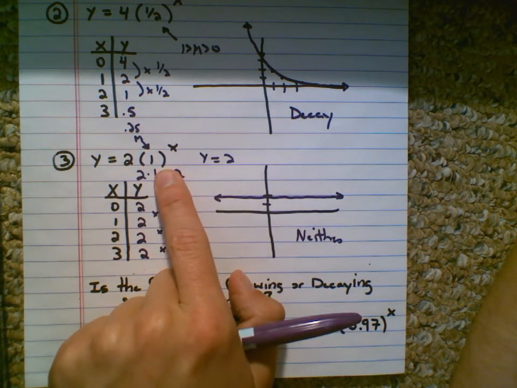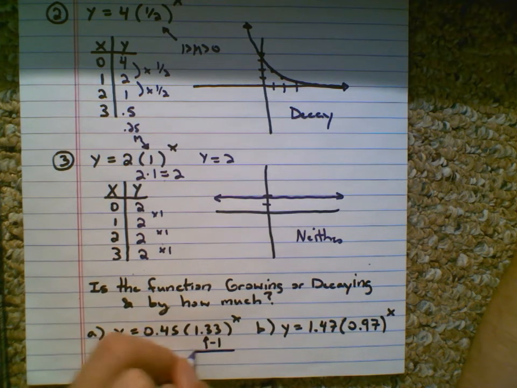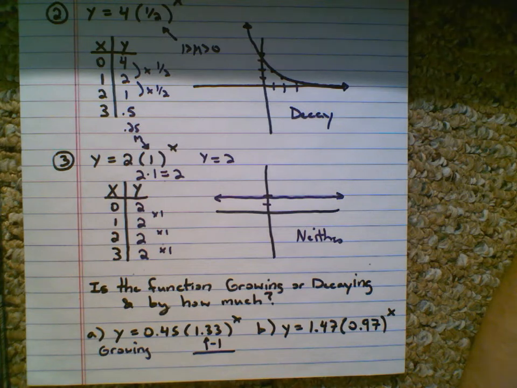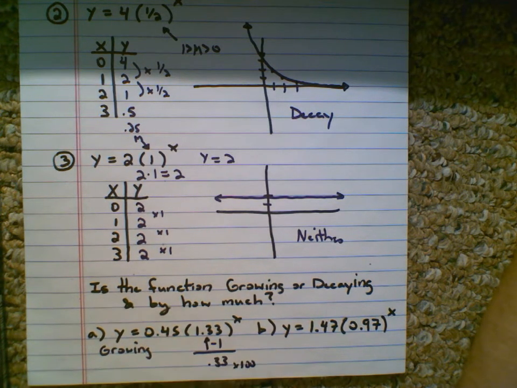So all I have to do is figure out how far this number is from 1. To do that, I simply just minus 1 from that number. Notice 1.33 minus 1 gives me 0.33. And then if I take 0.33 and switch it to a percentage by multiplying by 100, I'll see that this is growing 33%.